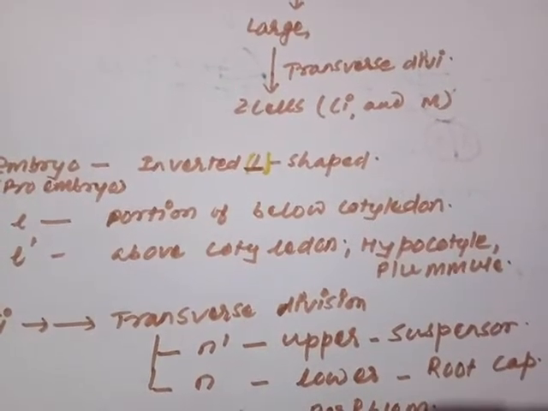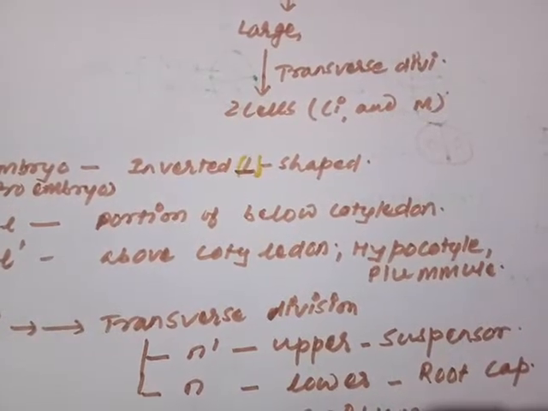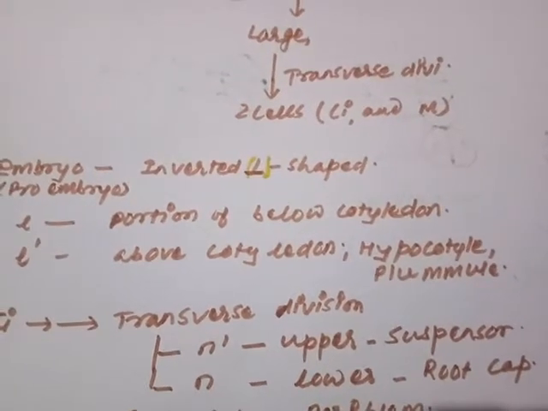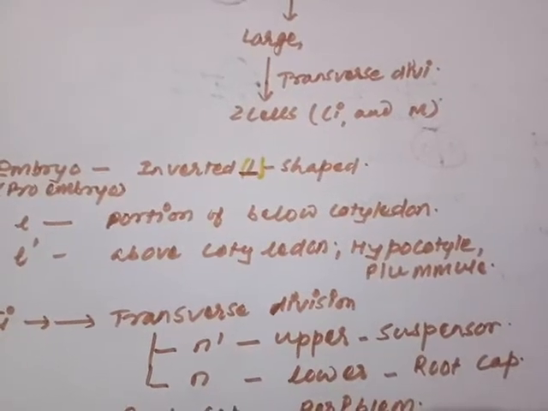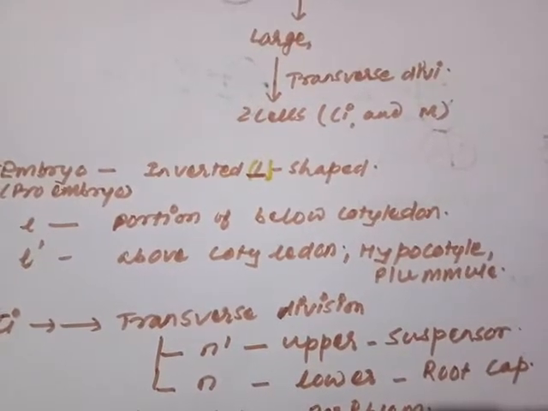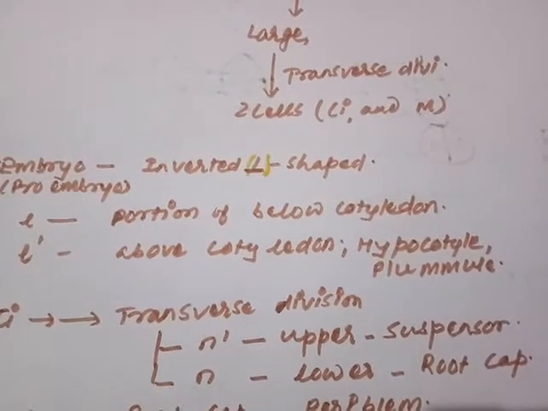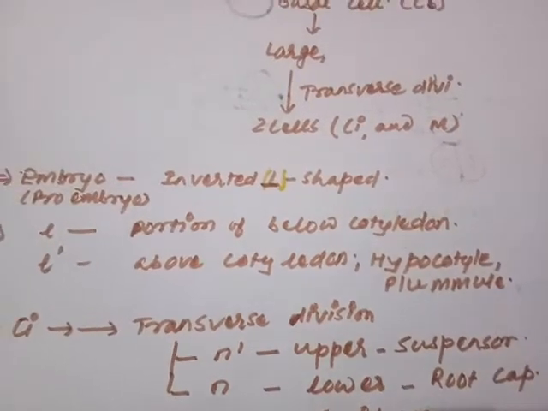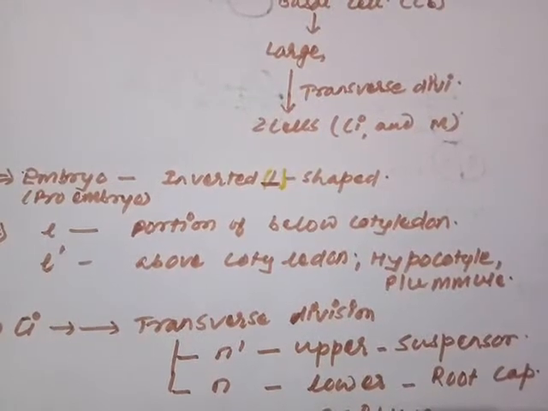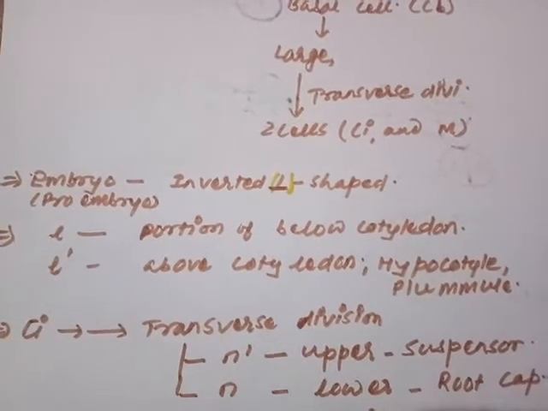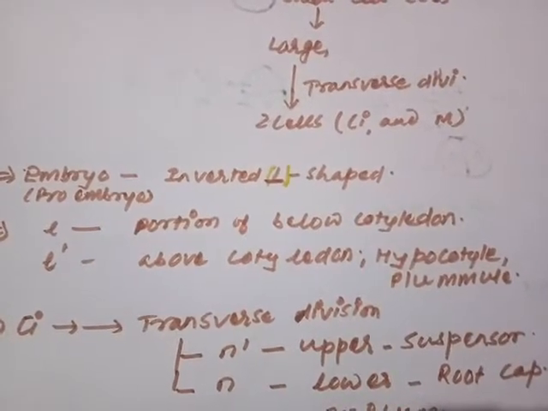So L dash is going to form the cotyledon, hypocotyl and plumule, and similarly the L is going to form the epicotyl and radicle. So L dash is the upper layer of cells which forms the cotyledon, plumule and hypocotyl, while L is the lower cell below the cotyledon and forms the radicle. So that is going to form the root system, and L dash is going to form the shoot system.